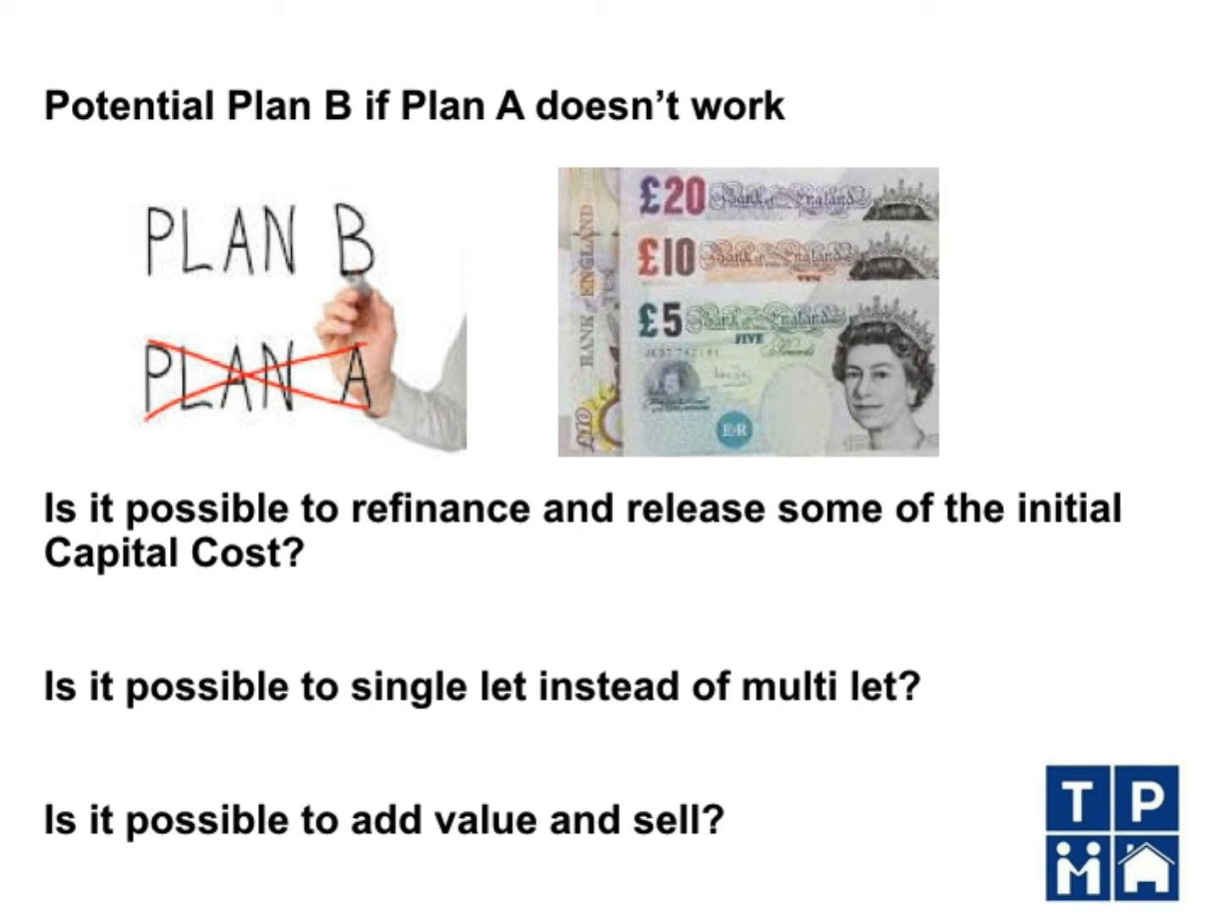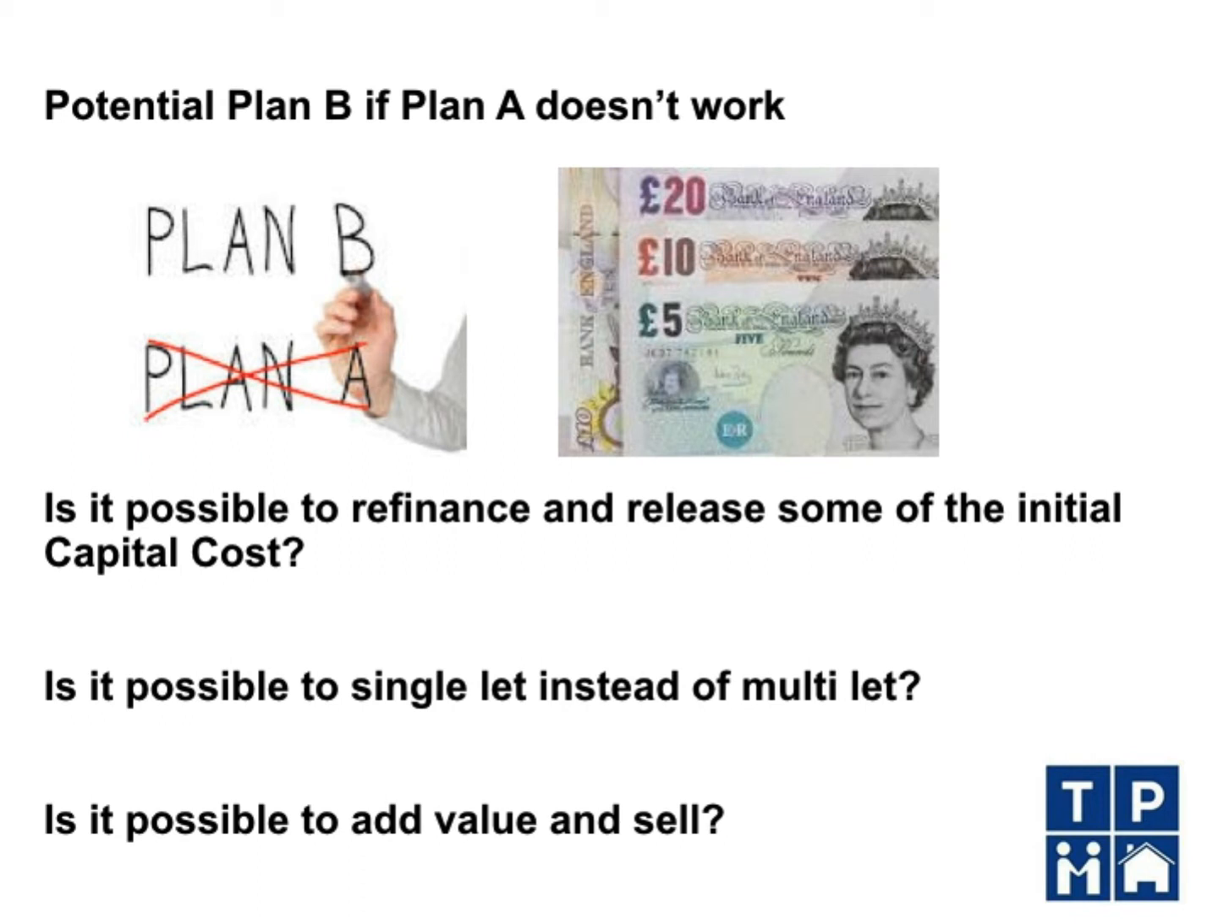Or perhaps the university announces that they're going to build new student accommodation and it reduces the amount of students that are available in the area and it no longer works. Then you need to consider what would be your plan B. What is your potential exit strategy if plan A doesn't work? So can you consider refinancing, releasing some of your initial capital cost? Is that something that you need to consider? If you were buying and selling a property and you couldn't get it sold, could you finance it so that you can release some of your capital and you can at least keep buying until it does sell?